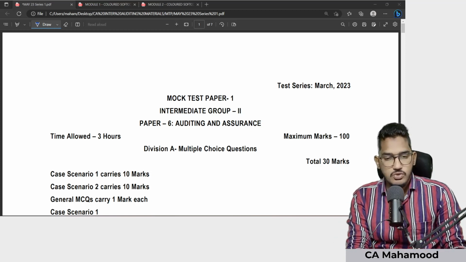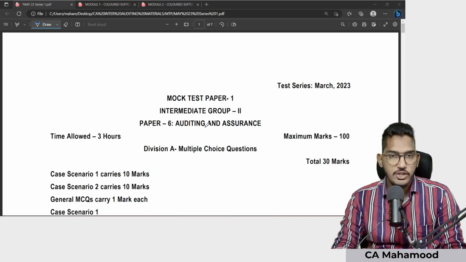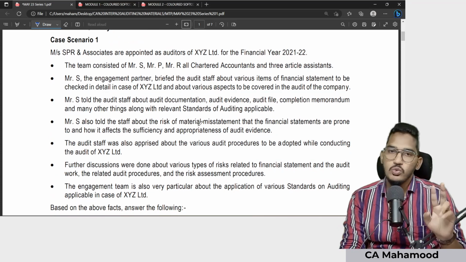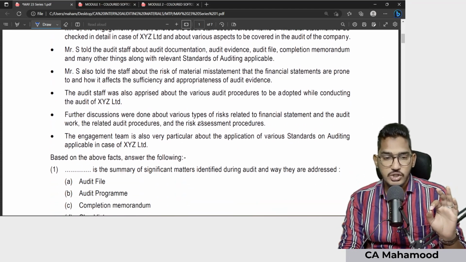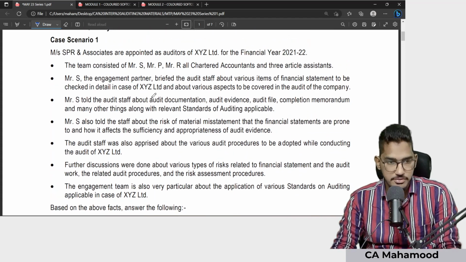So let us start now. In this mock test paper, first we will start with case scenario based MCQs. As you all are aware, in the question paper there will be 2 case scenario based MCQ questions, which carry 10 marks each. 20 marks of case scenario based questions will be there. Let us have a look at that first.